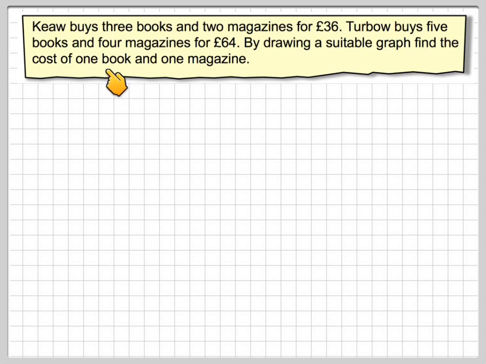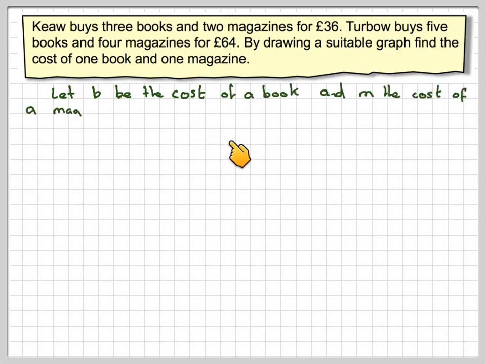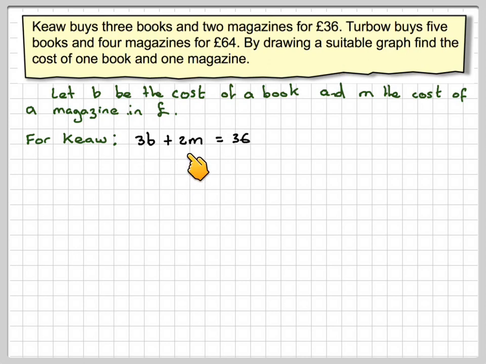We know we're going to use simultaneous equations because we have 2 unknowns, the price of a book and the price of a magazine. So let B be the cost of a book, which we've got to find, and M be the cost of a magazine. Now what to do is try to form 2 equations. For Kill, he buys 3 books, so the total cost of books will be 3 times B. And he buys 2 magazines, so the total cost of the magazines will be 2M, and he spends altogether £36. So that means that 3B plus 2M must be equal to 36.